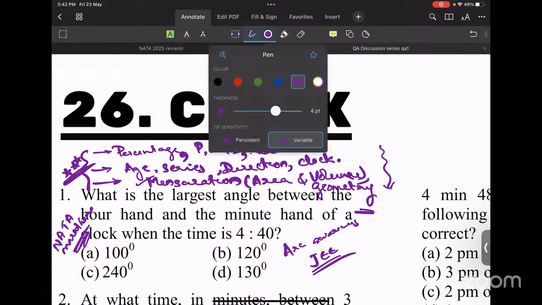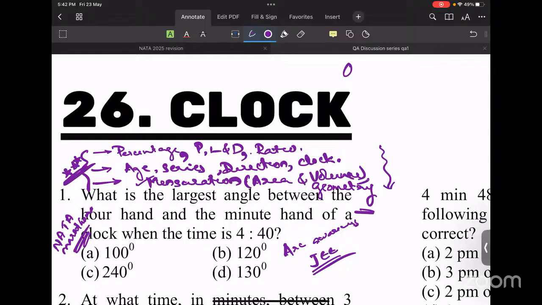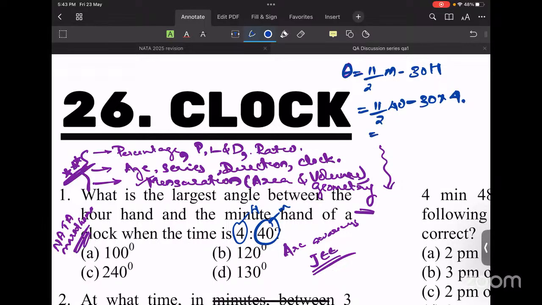Okay, so over here I'm talking about a single equation and its application. Theta equals 11/2 m minus 30h. Over here we don't know the angle. The minutes are 40, the hours 4. So 11/2 times 40 minus 30 into 4. You can take 40 common, so it will be 11 by 2 minus 30 into 4, which is 120, that is 3 times 40. See, I just made a smallest change. What is the angle? That will be enough.